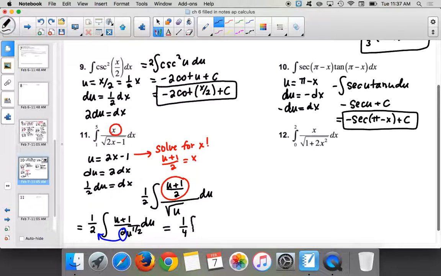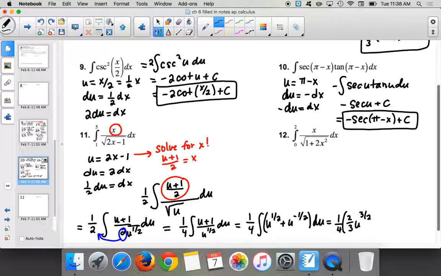So I have 1/4, and I'm going to have u plus 1 over u to the 1/2. We continue to simplify, so I got 1/4, and I'm going to have u to the 1/2 plus u to the negative 1/2. I'm just simplifying by bringing this u to the 1/2 into both pieces of the numerator. And now we integrate. Where did you get the 1/4 from? I'll show you this one all over again. Hang on.